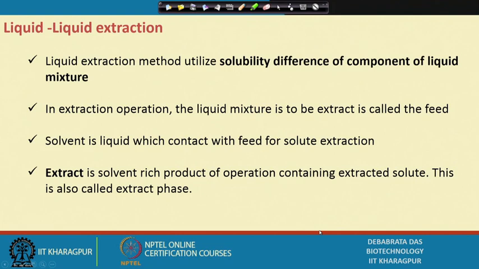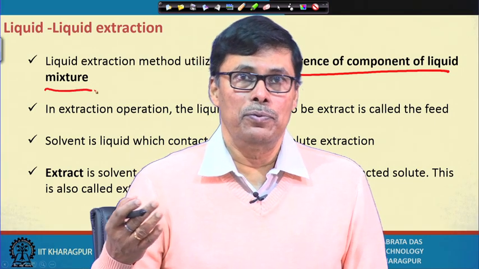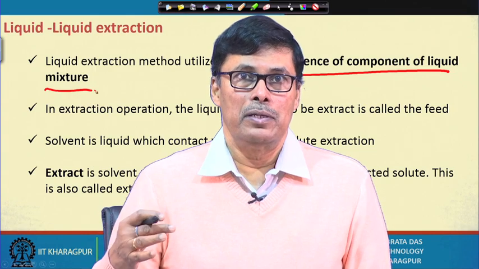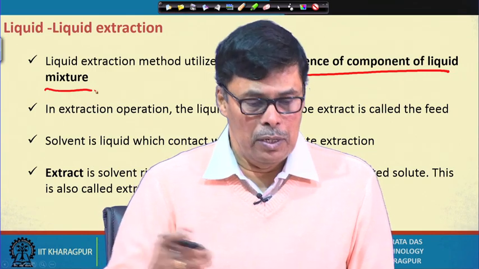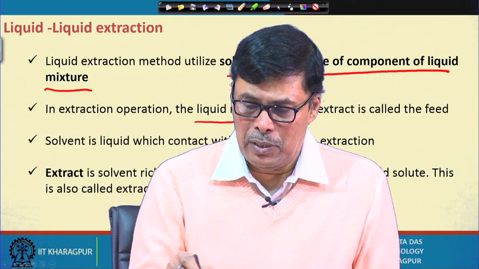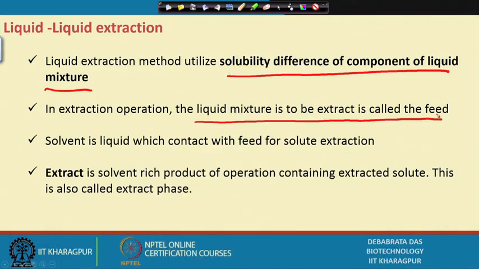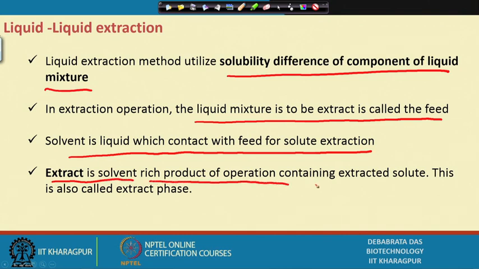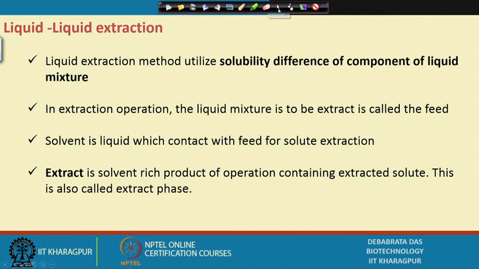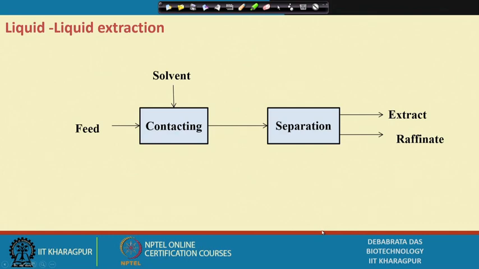Now, the liquid extraction method is based on the solubility difference of the components of the liquid. I was telling you that the liquid extraction process is used on the basis of solubility. In the extraction operation, the liquid mixture to be extracted is called the feed, and the solvent is the liquid which contacts the feed for solute extraction. The extract is the solvent-rich product of the operation containing the extracted solute, and this is called the extract phase. This can be seen clearly here.